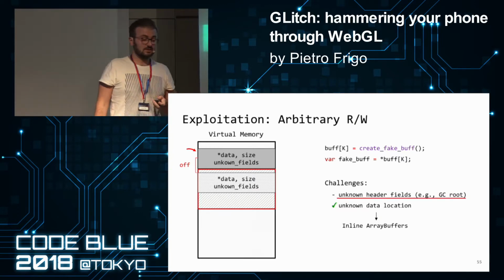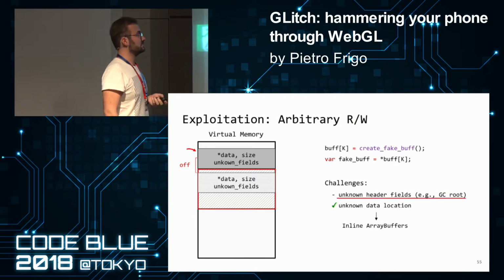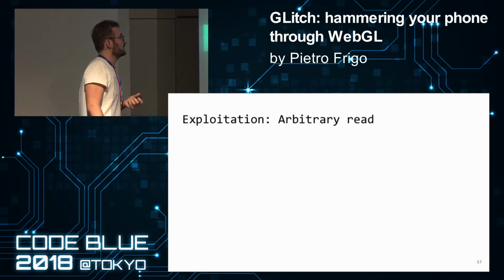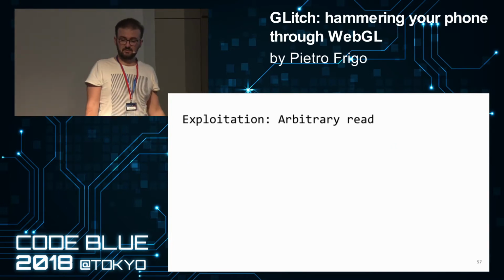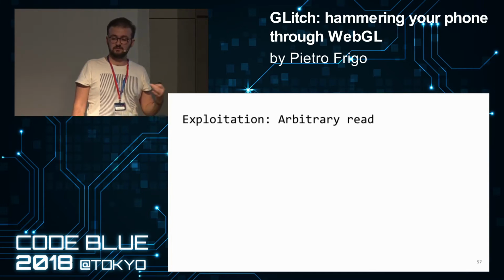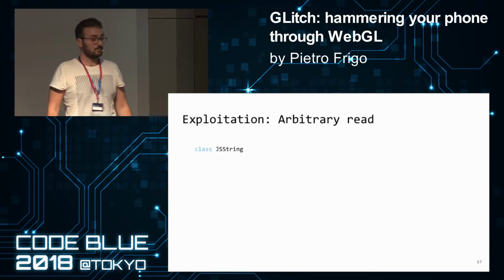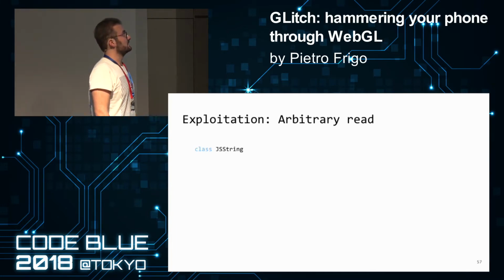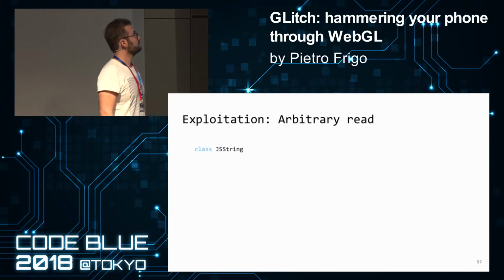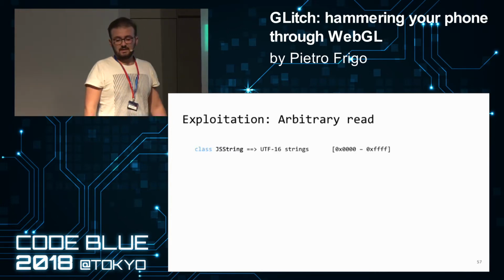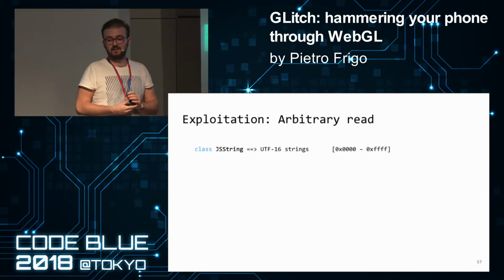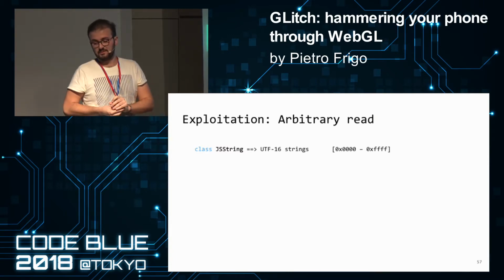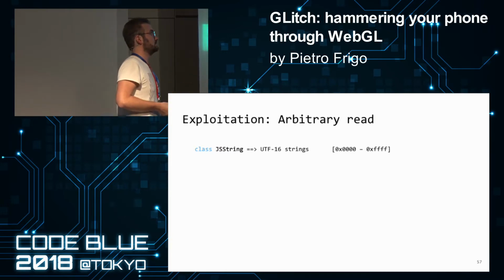For the other challenge instead, unknown header fields, you need something more. And this is an arbitrary read, which means that you need to first get an arbitrary read to leak that content to then get the arbitrary write. And the way we do this is by using JavaScript strings. So Unicode strings can read any value in 16 bytes. So you can read anything from 000 to FFF.